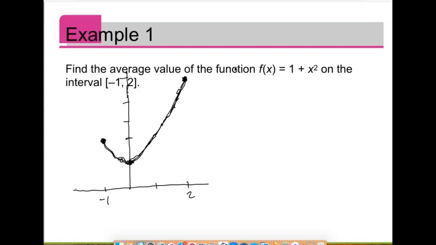So the average y value, any guesses as to where you think it is just based on the visual? If you had to guess what the average y value is on that interval. 3? Like here-ish? Pretty good guess. Let's see.